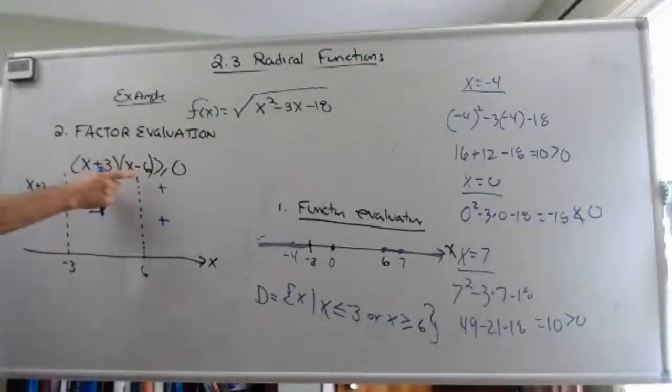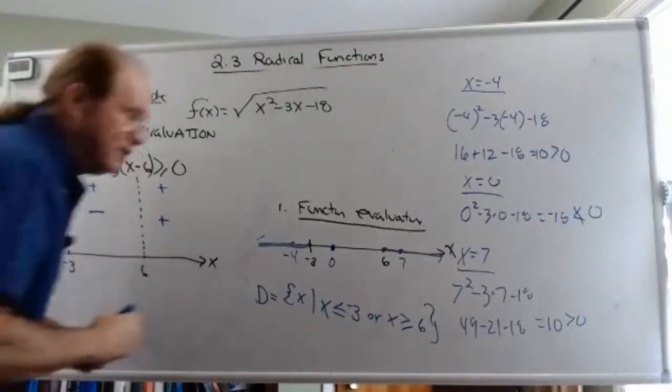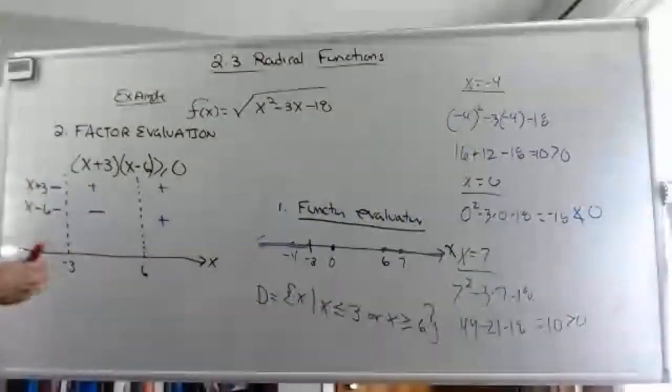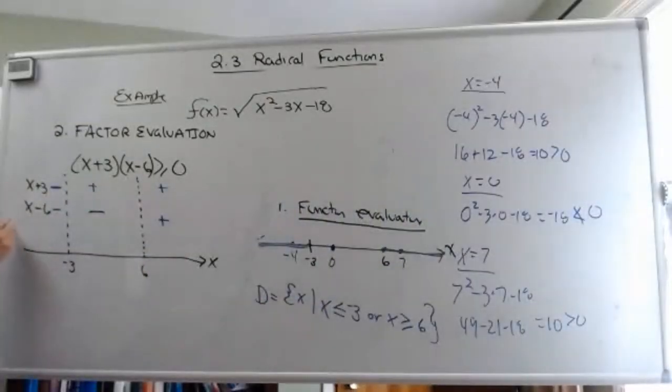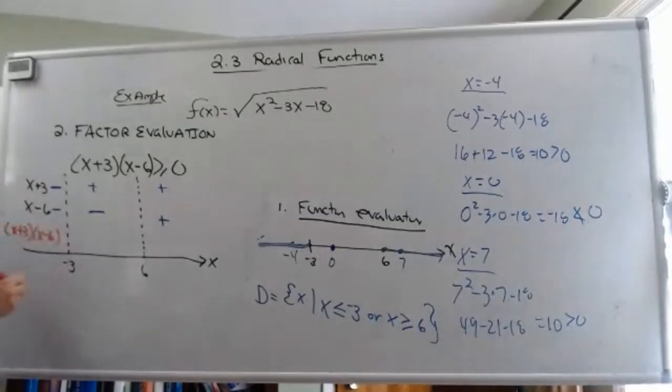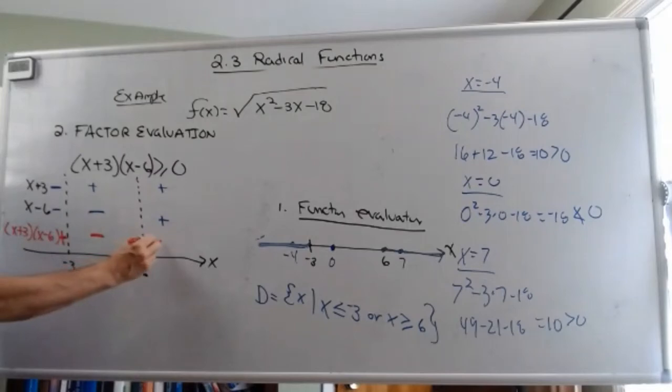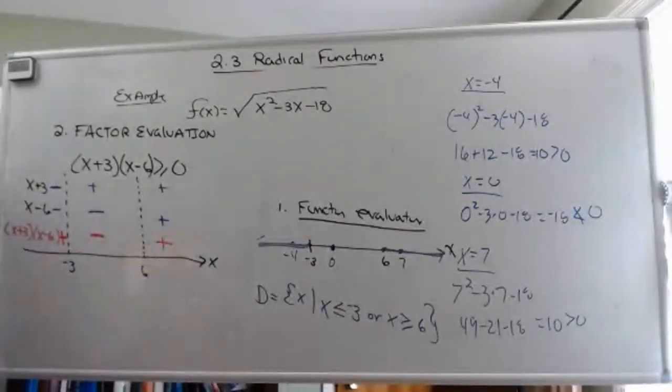Okay, this, however, is a product of those two. So what I'm looking at now is the first expression times the second expression. So here I'm going to look at x plus 3 times x minus 6. Well, in this interval, I have a negative times a negative, so that is positive. In this interval, I have a positive for the first factor and negative for the second factor, so when I multiply a positive number times a negative number, this is negative. And here I multiply two positives together, and I get positive.